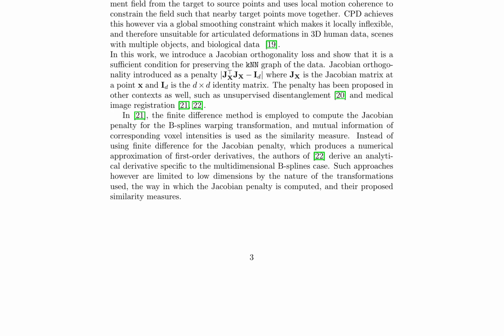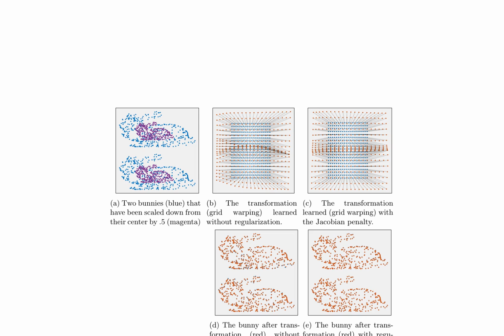This work introduces a Jacobian orthogonality loss as a sufficient condition for preserving the kNN-Graph, which is a penalty term, ||Jx - Id||, where Jx is the Jacobian matrix at a point x and Id is the d times d identity matrix. This penalty has been proposed in other contexts, such as unsupervised disentanglement and medical image registration. However, these approaches are limited to low dimensions and use numerical approximations of first-order derivatives.